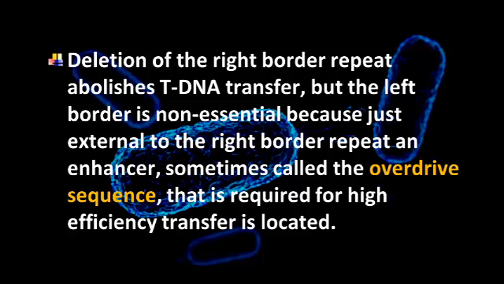T-DNA that is integrated in a plant genome has a precise junction that retains 1 to 2 base pairs of the right repeat, but the left junction varies and may be up to 100 base pairs short of the left repeat. That's why the deletion of the right border can terminate T-DNA transfer, but the left border is non-essential, because just external to the right border repeat there's an enhancer portion called the overdrive sequence that is required for high efficiency transfer.